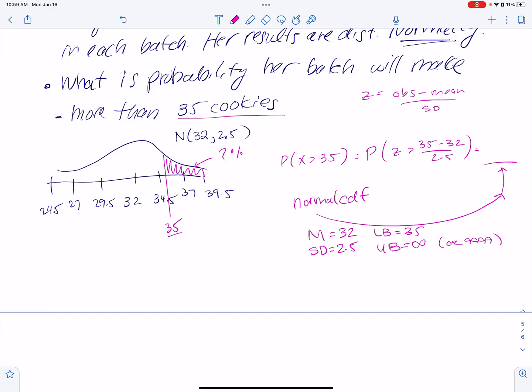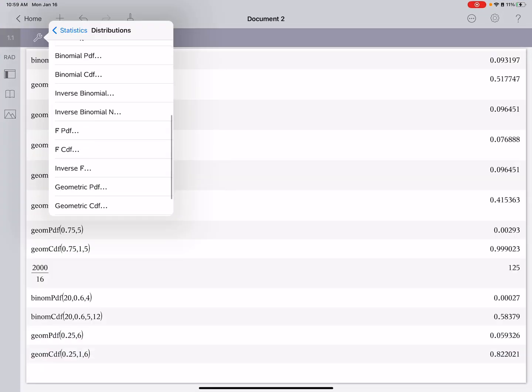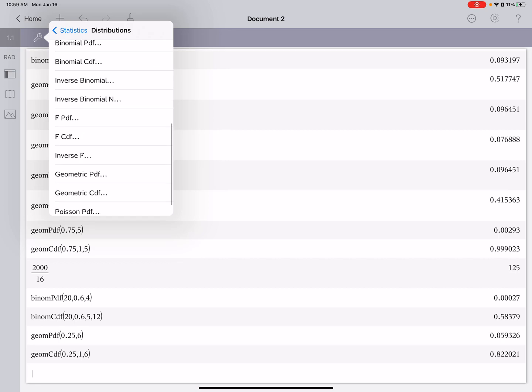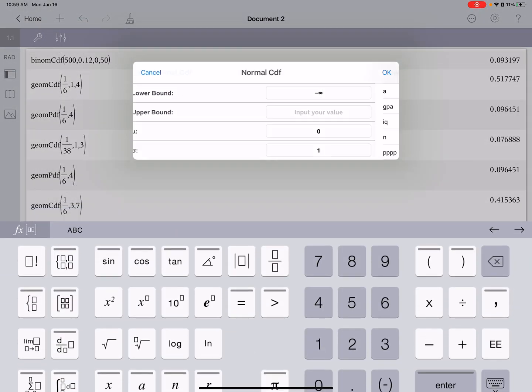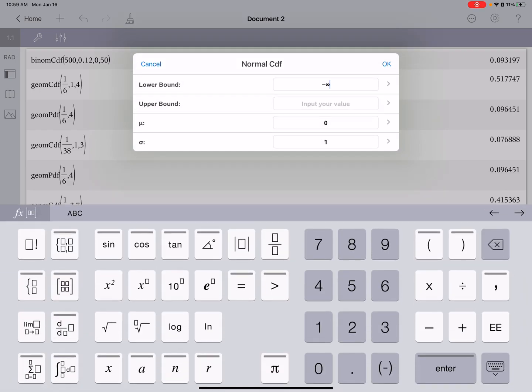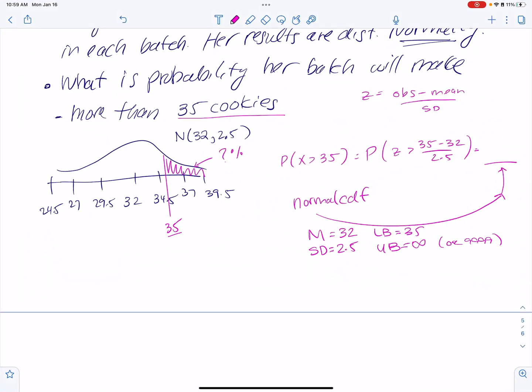So I'm going to go to my distribution menu. It's on the same one that binomial and geometric, all of those are. So normal CDF, lower bound is equal to 35, upper bound 9999. This is a CAS, that's why you saw the infinity. The mean is equal to 32, and the standard deviation is equal to 2.5. So the probability is about 11.5%. So I'm going to go ahead and write that in there.